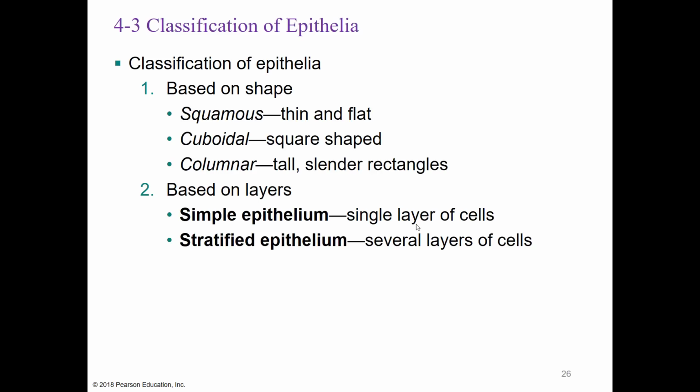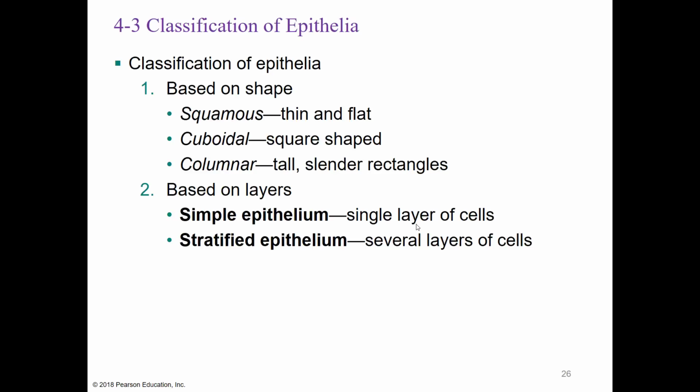Now, to shift a little bit, we can classify epithelia based on its shape. So when we say classify, we mean name the epithelia. And the naming of epithelia is a 2-step process. We're going to name it based on the cell shapes, and we're going to name it based on how many layers we find in that particular epithelia. So let's start with shapes.